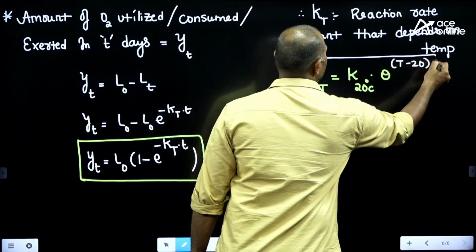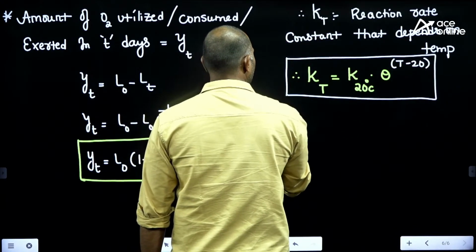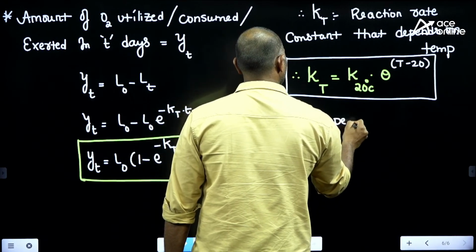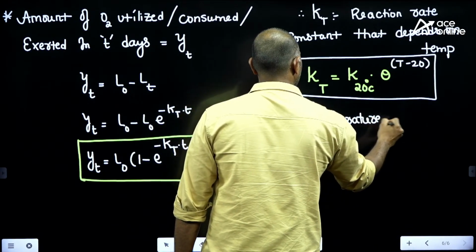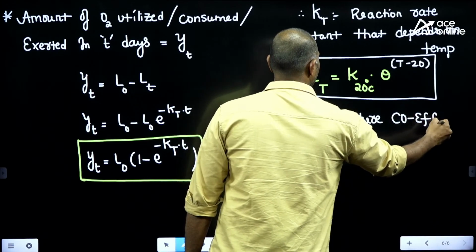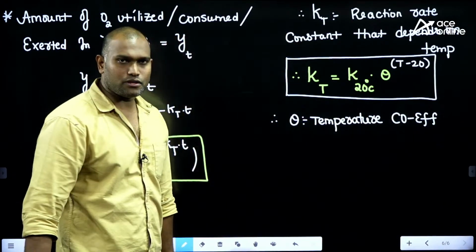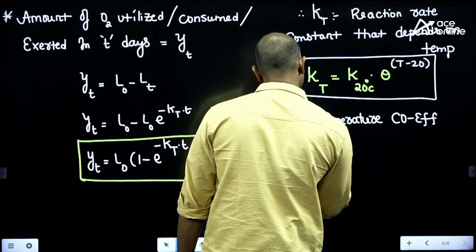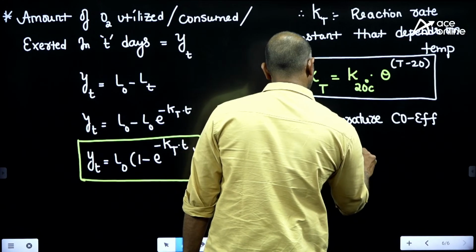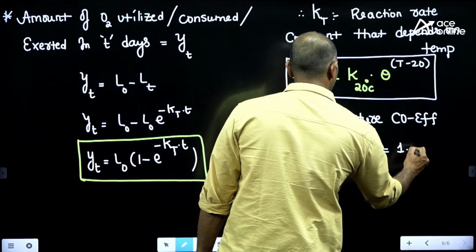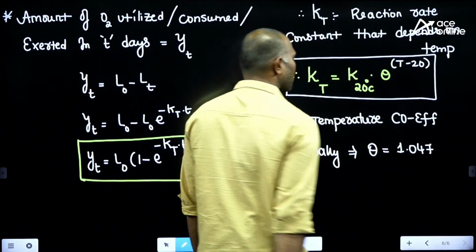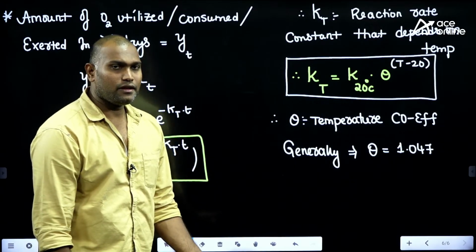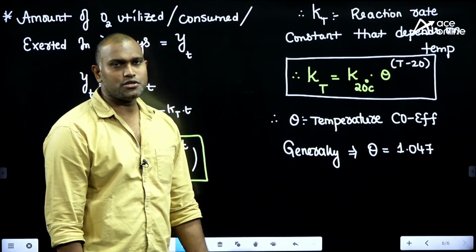Where theta is known as the temperature coefficient. So what is the temperature coefficient? Generally, theta is taken as 1.047. For all the temperatures greater than 20 degrees centigrade, we generally take it as 1.047.